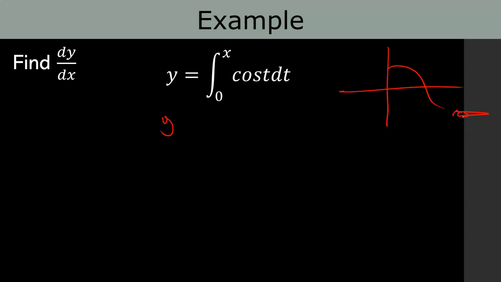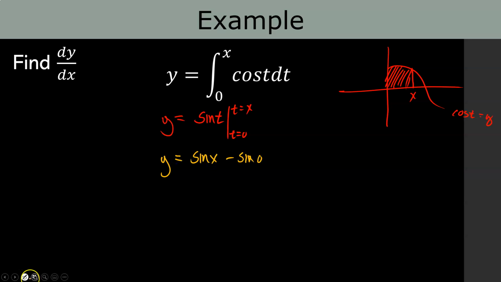This pen isn't working great for me. Cosine of t, that's our function, and we're starting at 0 and going to x. Okay, so let's see. Y is equal to the antiderivative for cosine, which is sine of t, from t equals 0 to t equals x. And so y is sine of x minus sine of 0.